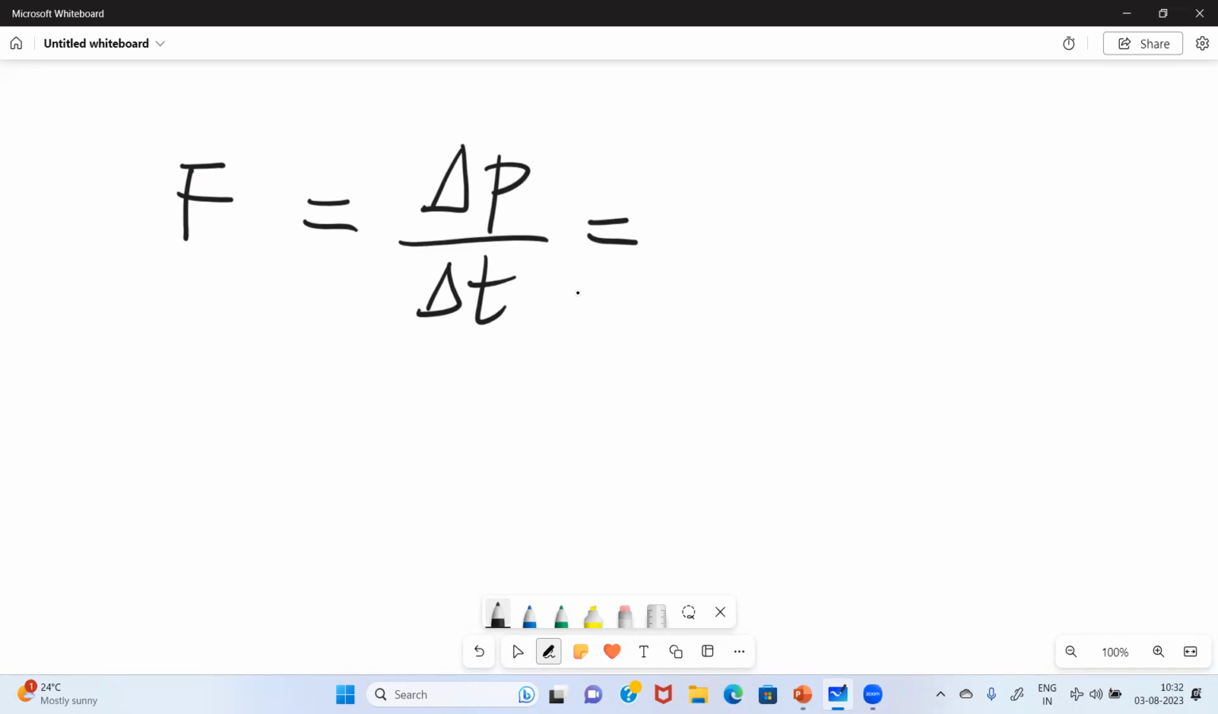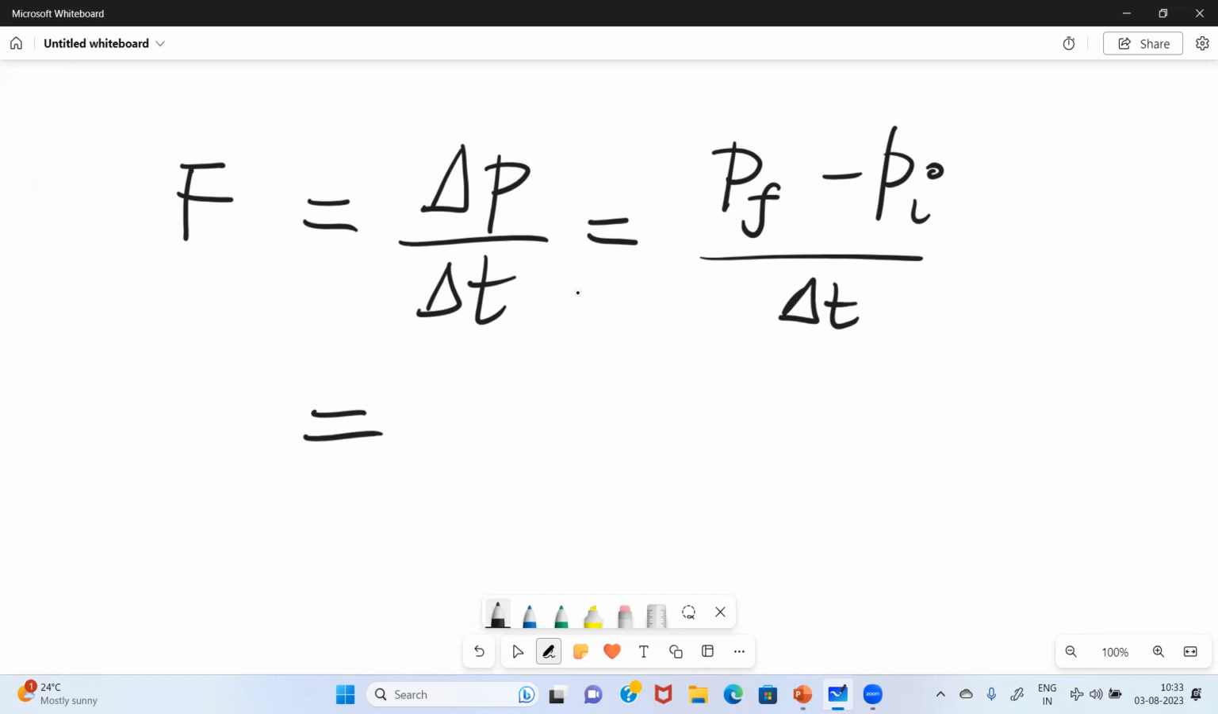Delta represents change. What is change, man? Final minus initial. Final momentum minus initial momentum divided by change in time. Now, what is final momentum? Mass into final velocity. What is initial momentum? Mass into initial velocity.